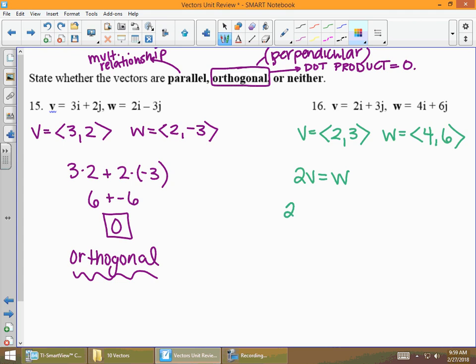And you can even show that 2 times 2, 3. And since you have that nice scalar situation happening, that means these two vectors are parallel. Again, if neither of those conditions worked, your vectors would be neither.